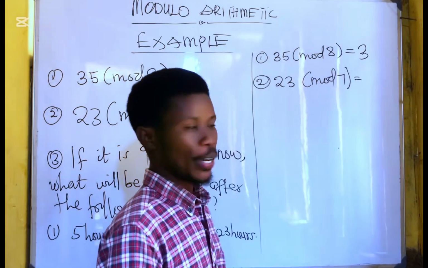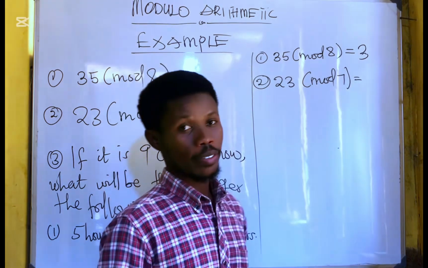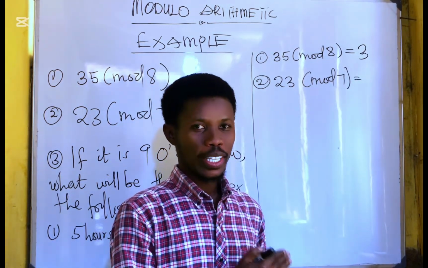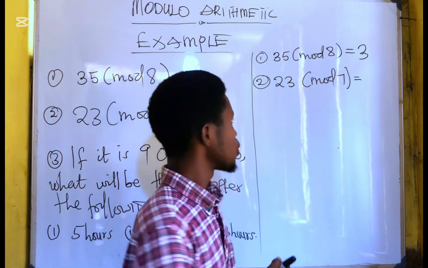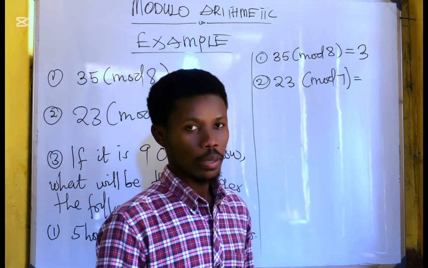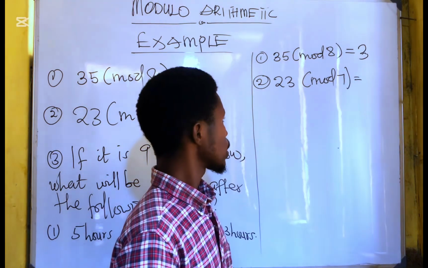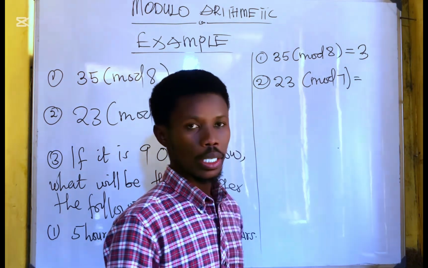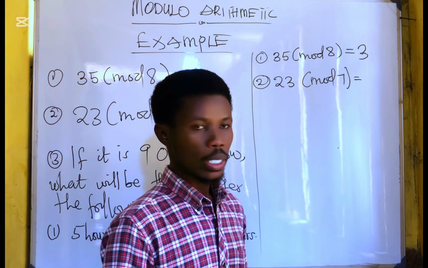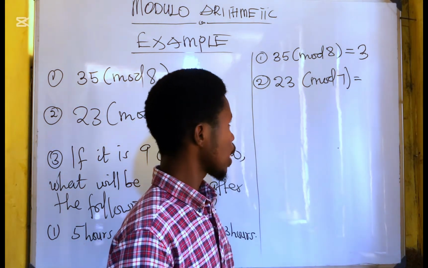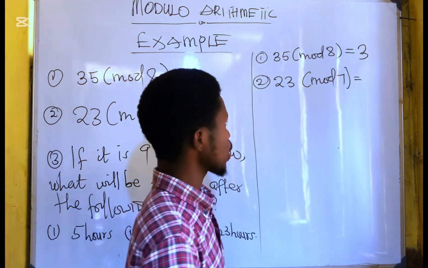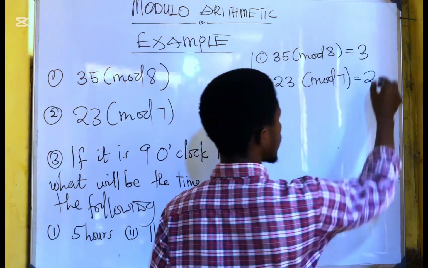So now, second example, 23 mod 7. I hope by now you can try this. You just ask yourself, 7 can go into 23 how many times? We know that 7 can go into 23 3 times, because 7 times 3 is 21. So if you can go there 3 times, 21, what will be the remainder? The remainder will be 2. So you are interested in the remainder. So the answer here is 2.